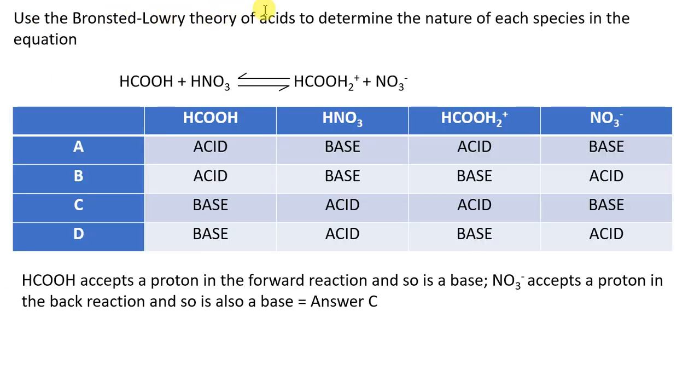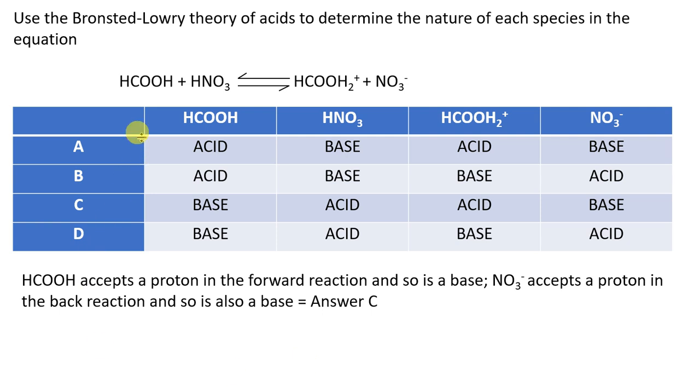Use the Bronsted-Lowry theory of acids to determine the nature of each species in the equation. I've got HCOOH combining with HNO3, products on the right. I'll pause again.